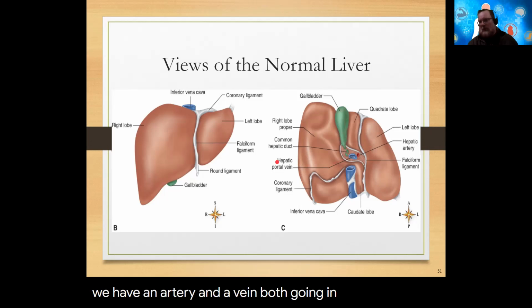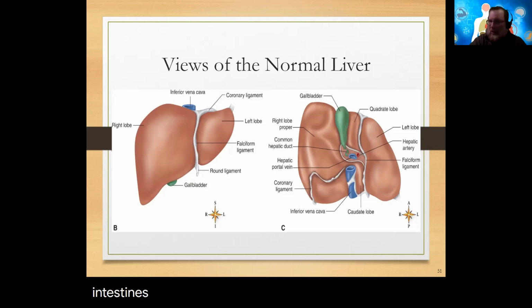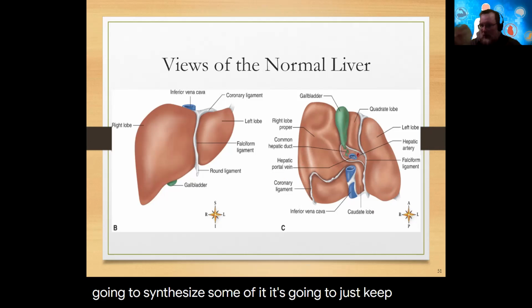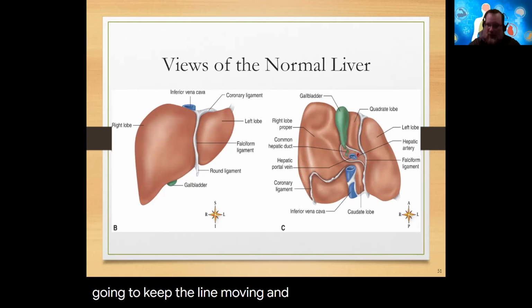This hepatic portal vein is coming from, again, the small intestines, large intestine, stomach, spleen, and mesentery, all dumping their stuff into the liver. So the liver is the first organ to really receive all that carb, protein, and fat that we've just consumed. Once it leaves, the liver is going to store some of it, synthesize some of it, and just keep the line moving and get rid of some of it.